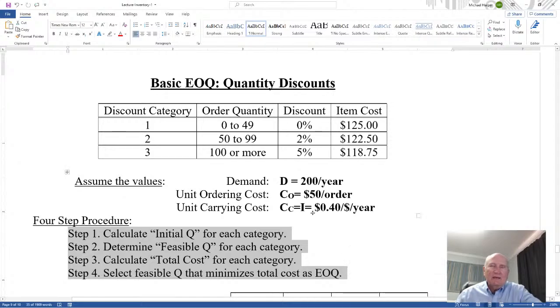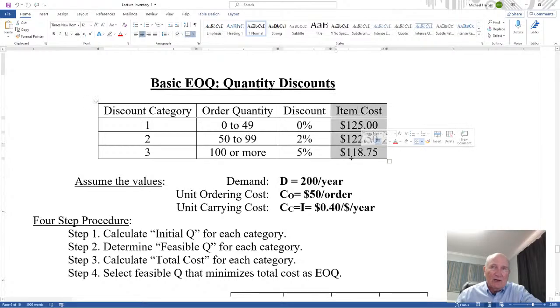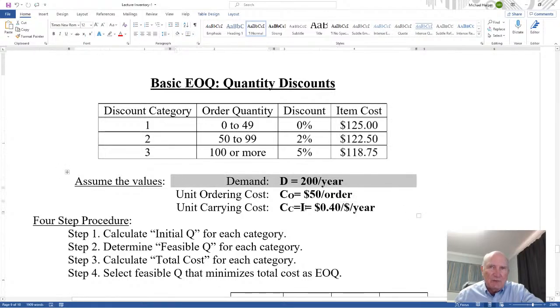Before I do that, let's set some values. We have our costs here, our item cost for the discounted cost. But to work the problem, let's suppose our demand is 200 items per year.